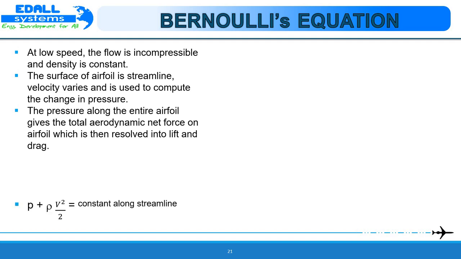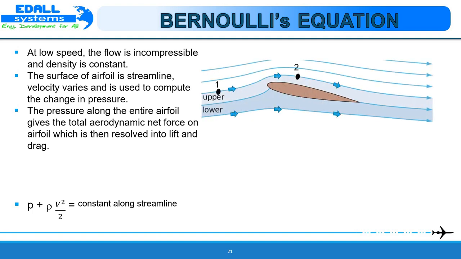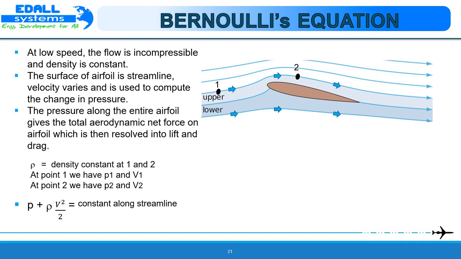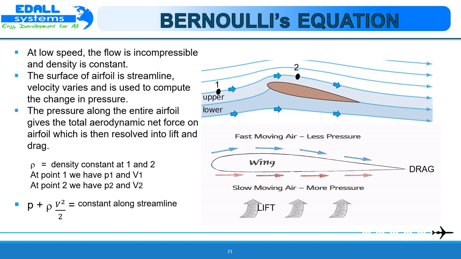So P plus rho v square by 2 is equal to constant along a streamline. Now consider 2 points, 1 and 2, which are far away from each other in a flow but on the same streamline. To relate P1 and V1 at point 1 and P2 and V2 at the other point 2, we must integrate between 1 and 2.